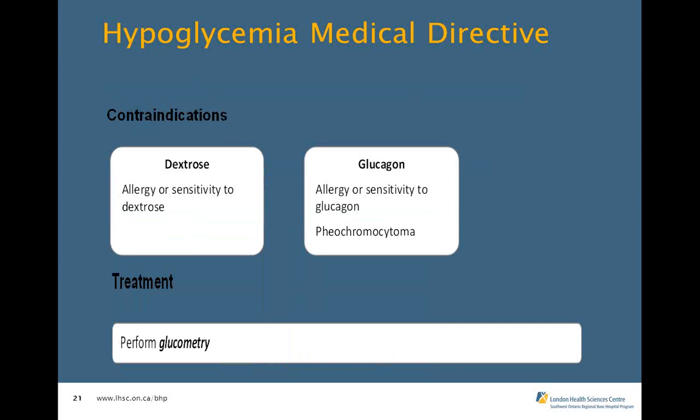Contraindications for giving your dextrose would be an allergy or sensitivity to your dextrose. And then the contraindications for glucagon, allergy or sensitivity to glucagon, or have the pheochromocytoma. To treat then for hypoglycemia, perform your blood sugar, administering your dextrose, glucagon, or oral glucose. As Dr. Evie said, the blood sugar needs to be less than 4 for adults or less than 3 for anyone under 2 years of age.